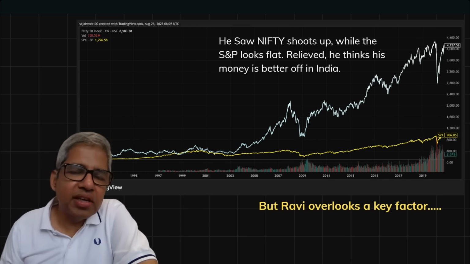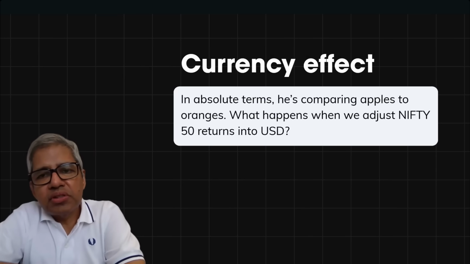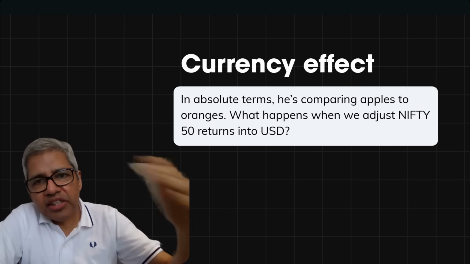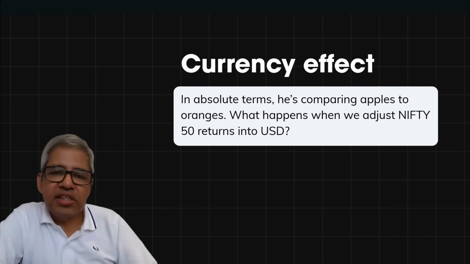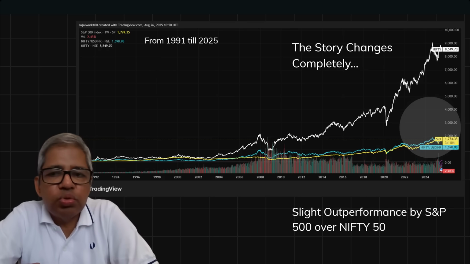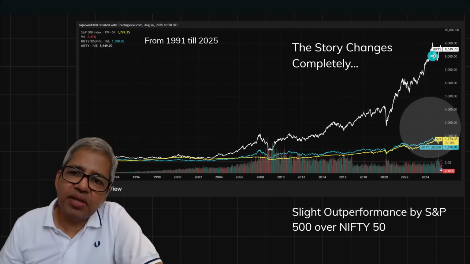But he's overlooking a very key factor, and that is the currency effect. In absolute terms, he's comparing apples and oranges. So we need to adjust Nifty from INR to USD terms and then compare it with the S&P 500 to see the real impact.